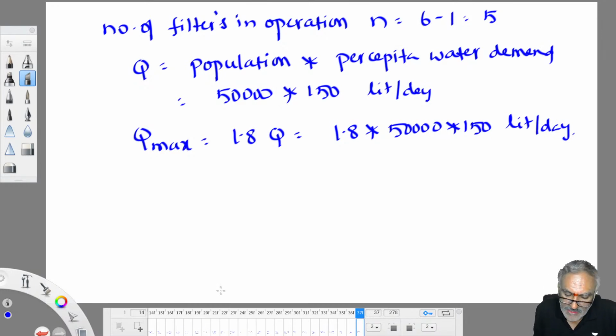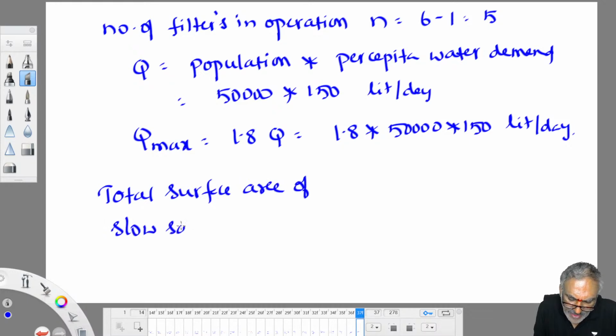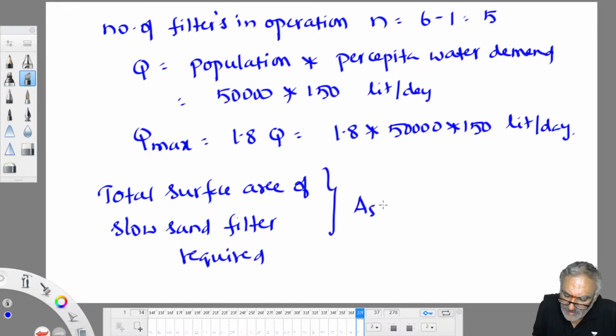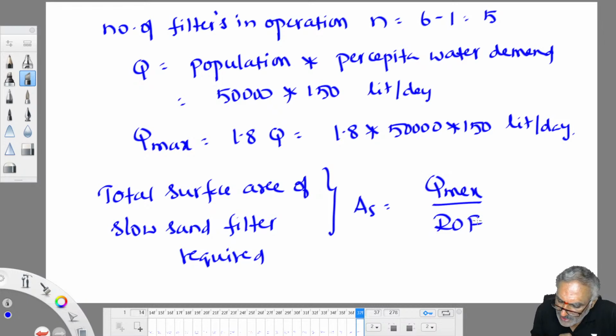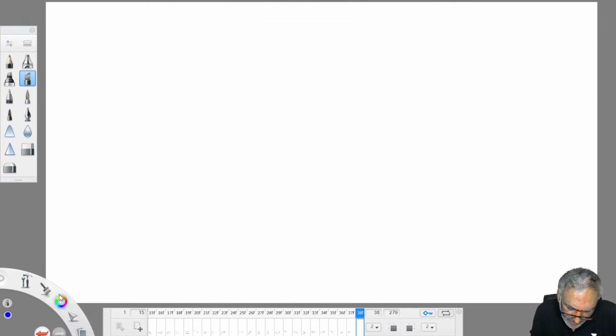So using this Q max we work out total surface area of slow sand filter. Because he has given Qmax, we are using. Otherwise, we would have taken only Q into account. Total surface area of slow sand filter required is equal to Qmax by rate of filtration. We don't assume anything in competitive exams. Whatever data is given, for that data we work out. Because he mentioned Qmax, so we are designing for Qmax. That is correct only.